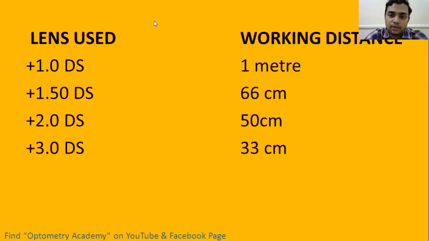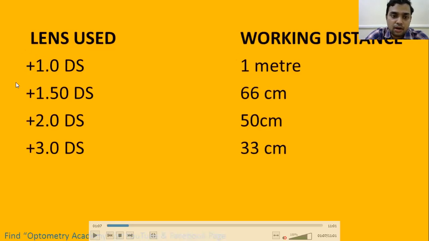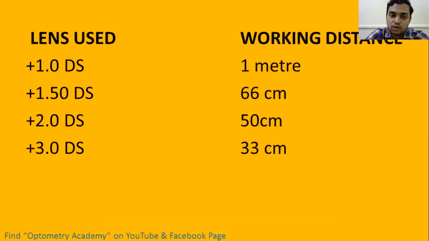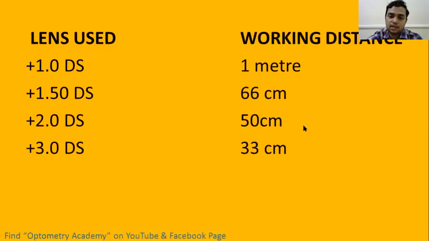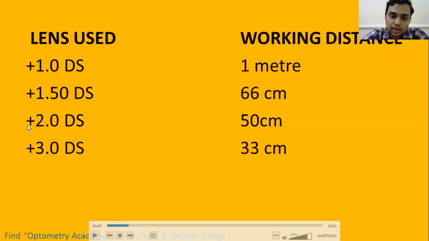So if the working distance is 1 meter, we have to put the plus 1 diopter. So in order to reduce the plus 1 diopter, we have to do minus 1 diopter correction. Whereas in case of 66 centimeters, we have to do minus 1.5 diopters correction. If the working distance is 50 centimeters, we have to correct by minus 2 diopters. If it is 33 centimeters, it is by minus 3 diopters.